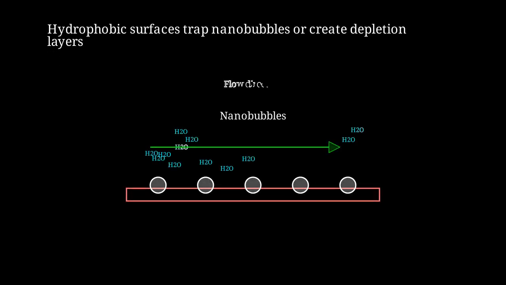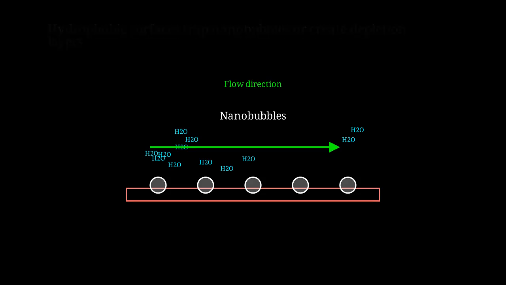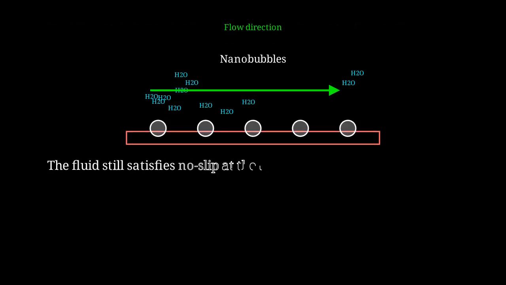These nanobubbles create an effective gas-liquid interface. The water molecules don't actually stick to the solid. They're flowing over these tiny gas pockets. The fluid still satisfies the no-slip condition at the true liquid-solid interface. But because there are these gas pockets, there is less solid surface for the liquid to stick to.